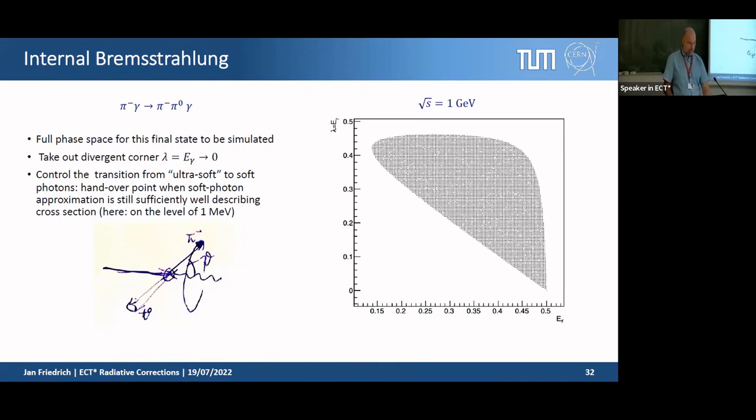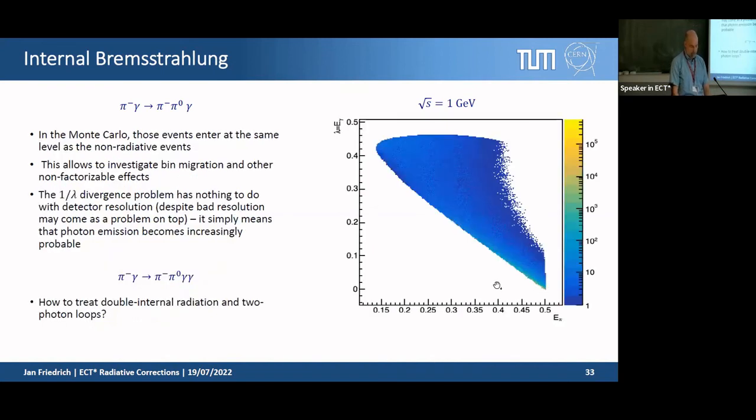And well, this can be calculated directly. It's the tree diagrams for it. So emitting a photon from one of the two charged lines. And this one has to bring into coincidence with the overall factor that we calculate for the soft photon correction. And here you see now the events weighted with its cross-section.